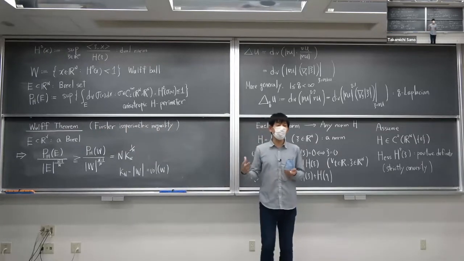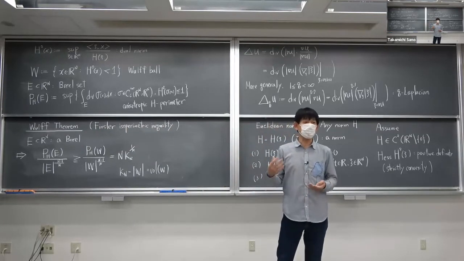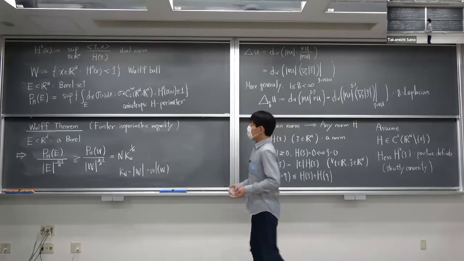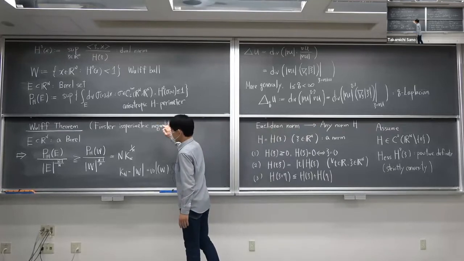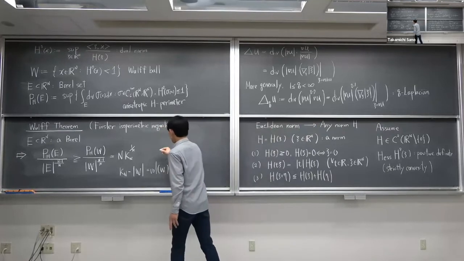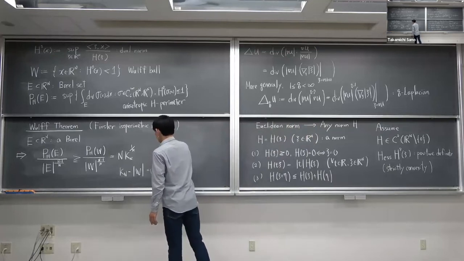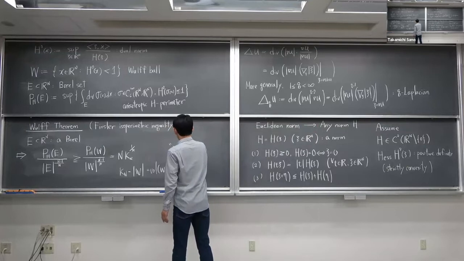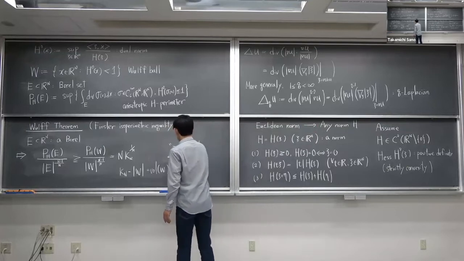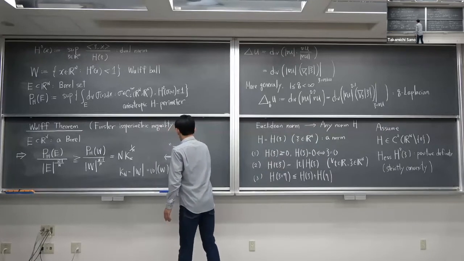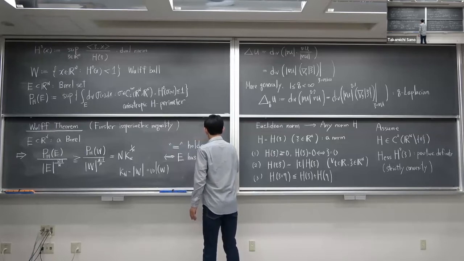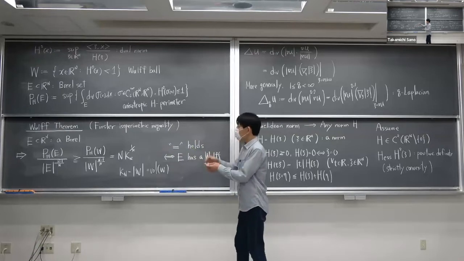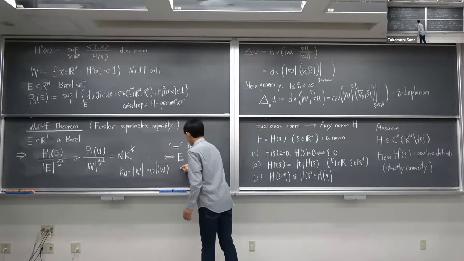Actually, if we have the isoperimetric inequality, then we can derive from it the Sobolev inequalities, the Gagliardo-Nirenberg inequalities, or other inequalities. This is the mother of all such inequalities. Also, equality holds if and only if E has a Wulff shape. This means that E is a translation or a dilation of the Wulff ball.